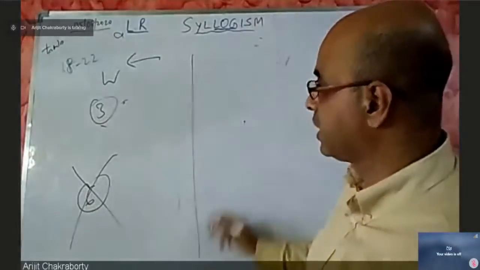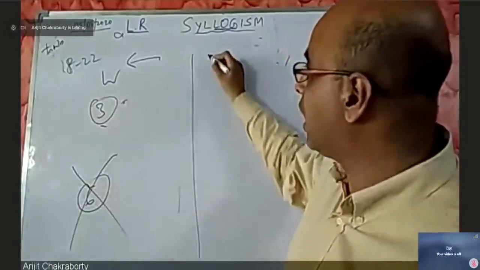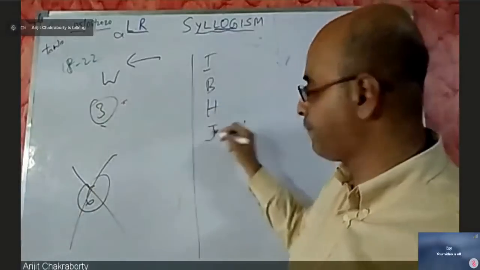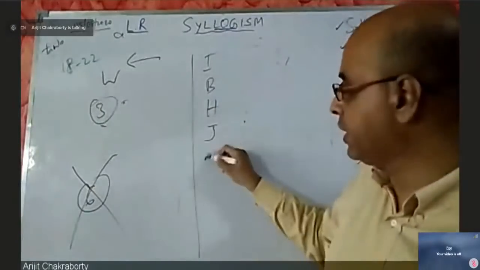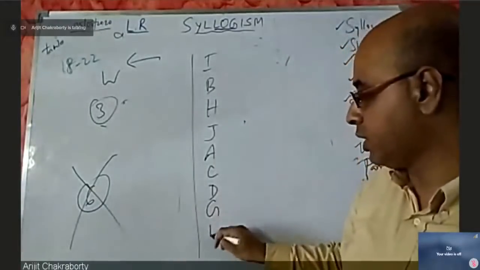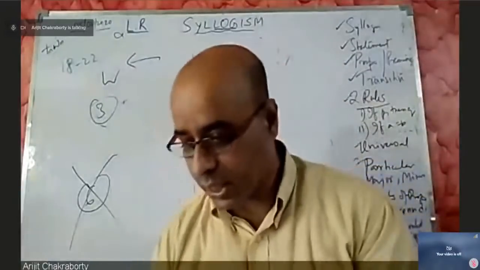Please note they are sitting like this, facing the west. The order which I have prepared is I, B, H, J, A, C, D, G, F, E. Let's see whether we are satisfying the conditions.